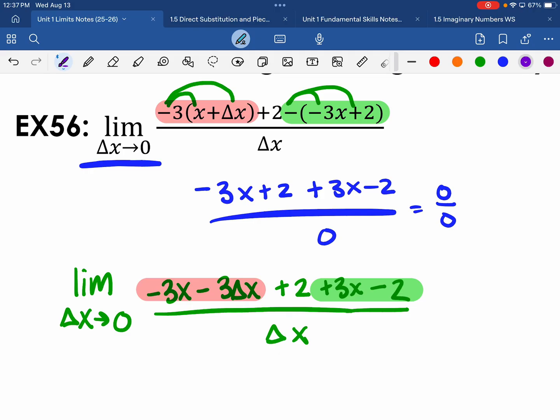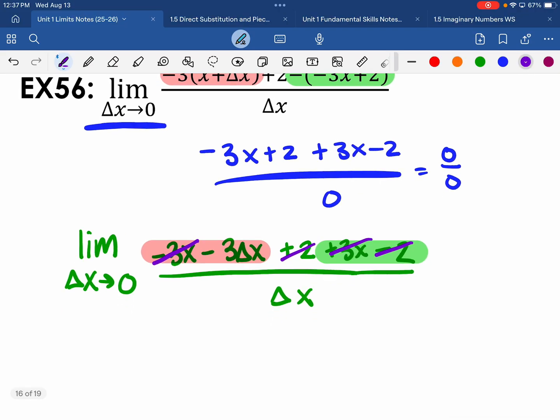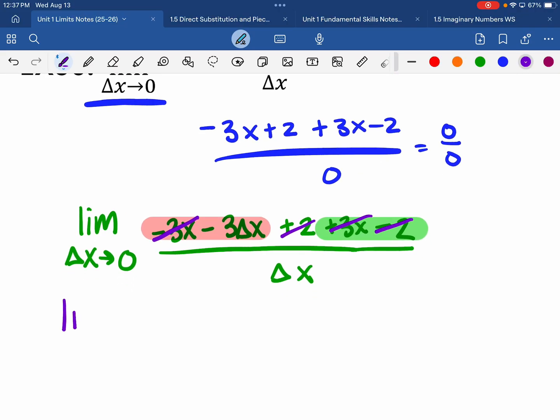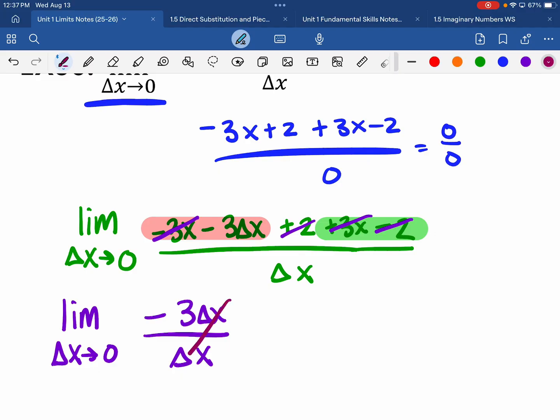Now, what do you notice will combine? So the negative 3x, the plus 3x, and the plus 2 and the minus 2, all of that is going to end up canceling. And so I'm going to be left with negative 3 delta x on top and delta x on bottom. So what else can I do? Yep, I can cancel the delta x's. Is there anywhere to plug 0 in now? No. What's my answer? Negative 3.